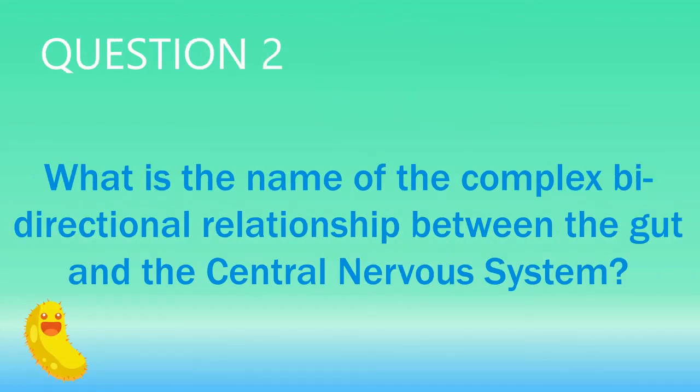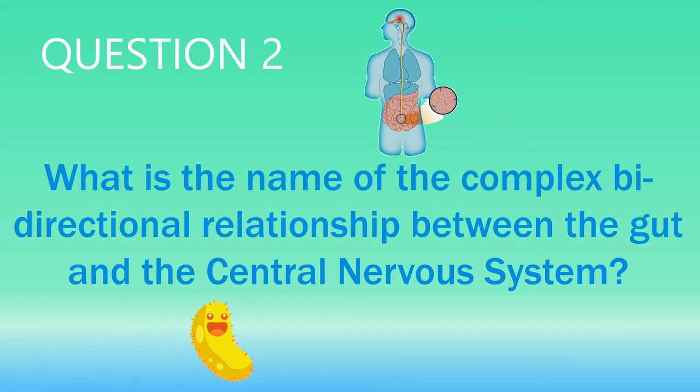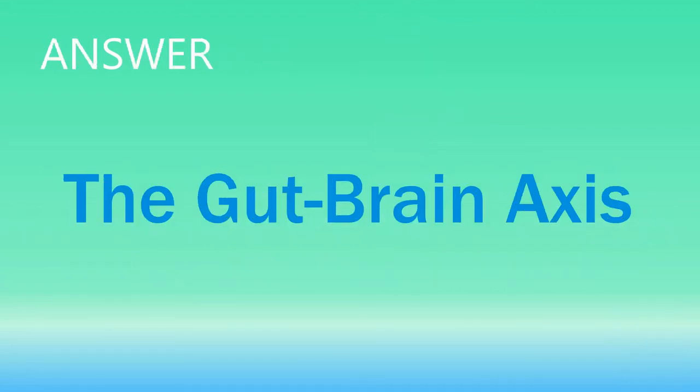Question number 2. What is the name of the complex bidirectional relationship between the gut and our central nervous system? Here's a picture for a hint. Did you happen to say the gut-brain axis? That's right. It is believed that this relationship is largely connected to our health and our disease states.